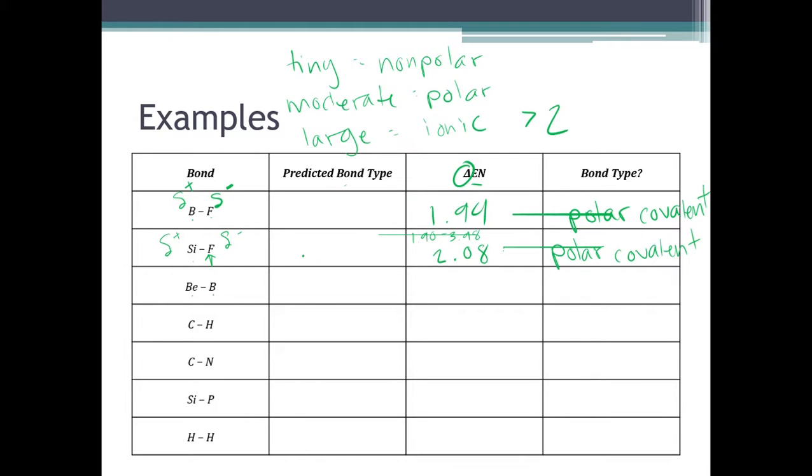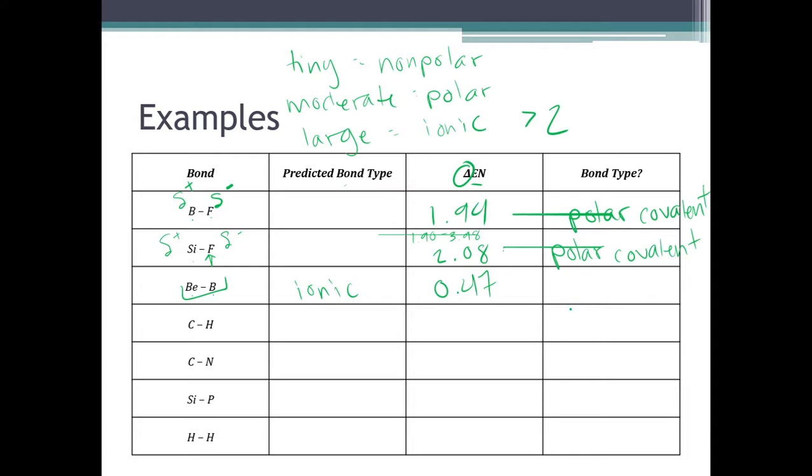Next we have beryllium and boron. When you do this subtraction to find their difference in electronegativity values, you get 0.47. So you would probably expect this bond to be ionic because beryllium is a metal and boron is a nonmetal. But this is another one of those awkward cases where beryllium is kind of a weird metal and it will sometimes, on occasion, rarely, form covalent compounds.